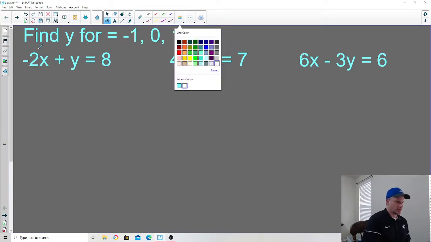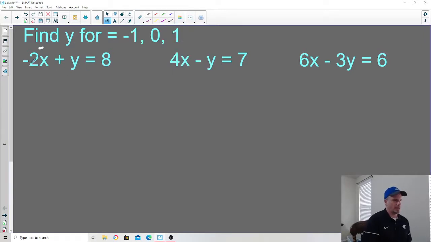Okay, so if I look at the first one, what I want to do is get rid of this negative 2x. I want y by itself. Anytime you're solving for a variable, you want it by itself. So basically, I just need to take this and move it to the other side, and that's it.